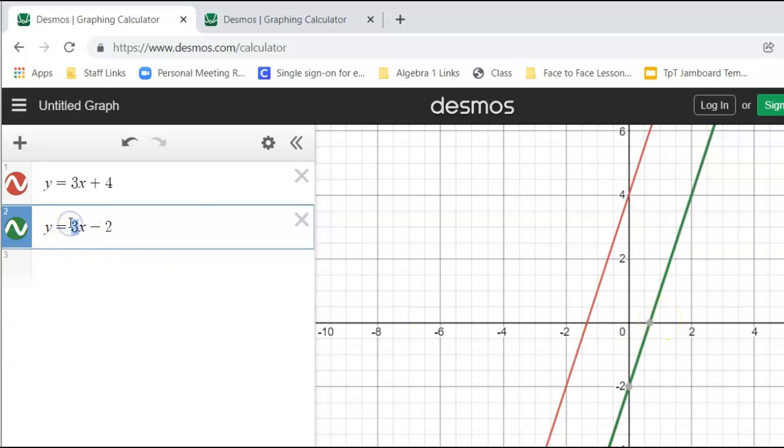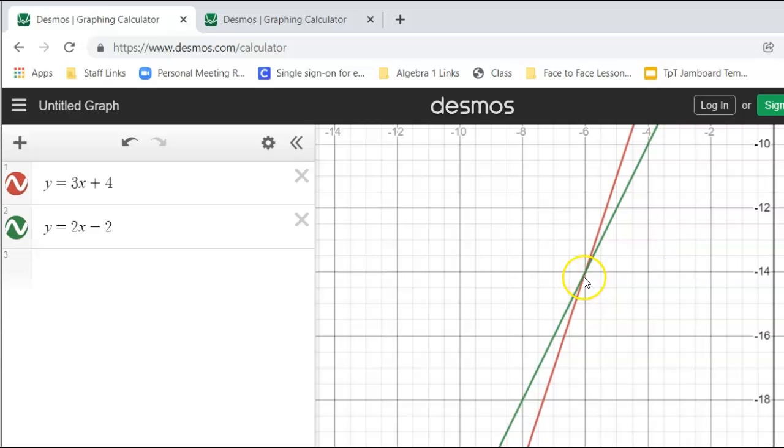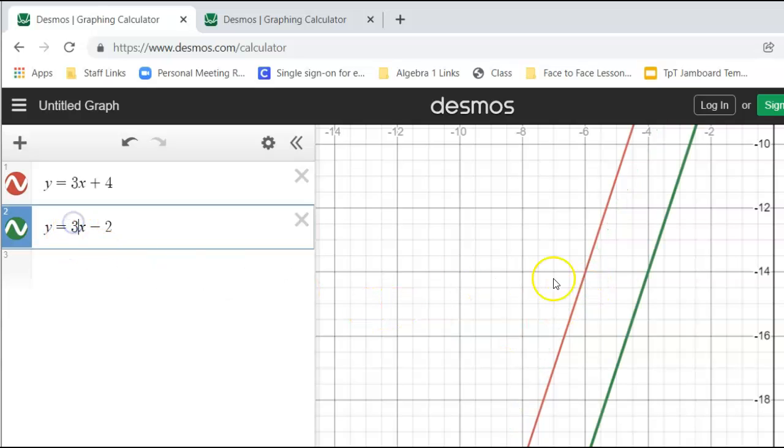If I change this to something else, I don't see the crossing here, but if I go all the way down, they do, in fact, cross. So these are not parallel or perpendicular. They're just lines that intersect.